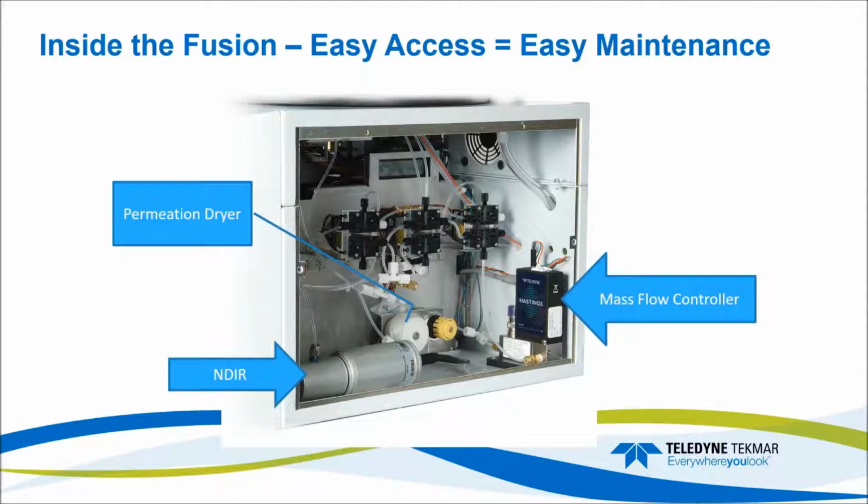is really nice. And then we have our permeation dryer, which removes any remaining moisture that the mist trap did not, to prevent any damage to the NDIR detector. And then you have your NDIR detector right here. So again, everything's just really easy to get to. You have some of your valves in here, but it's very basic.